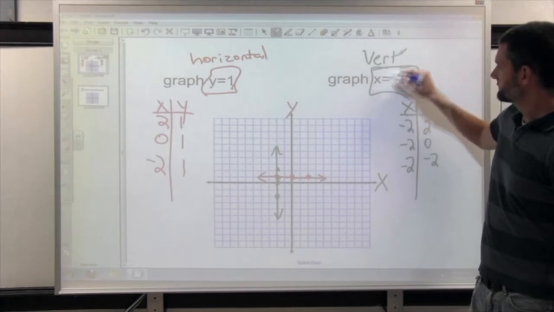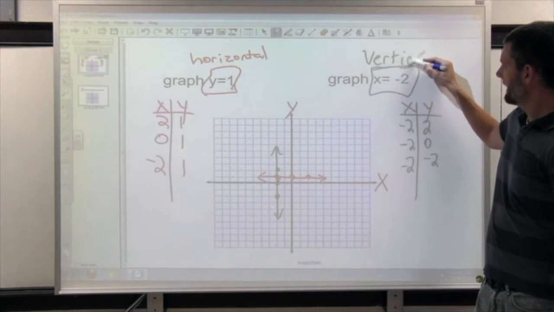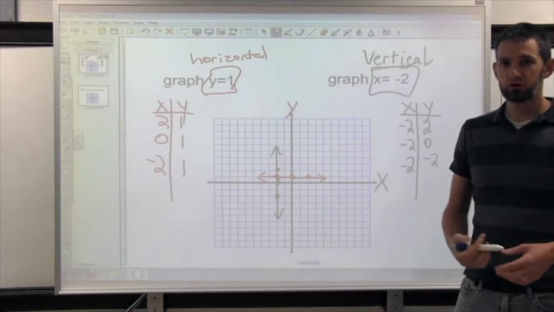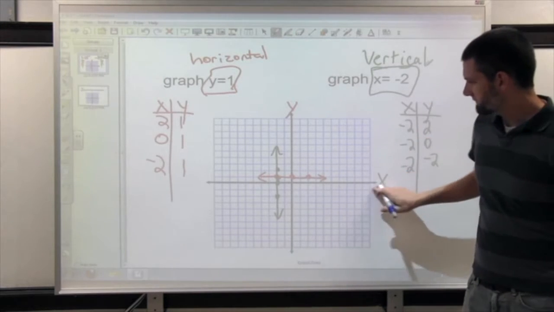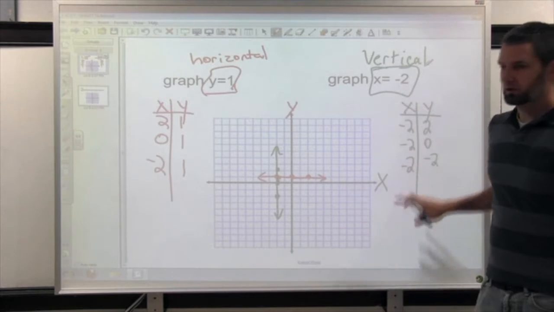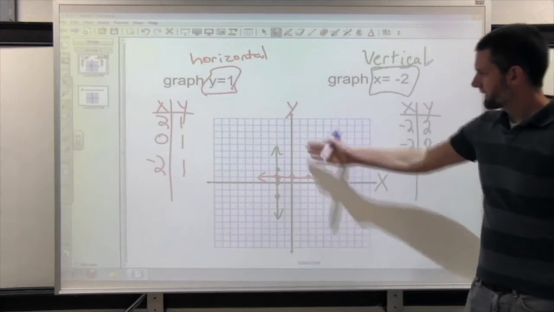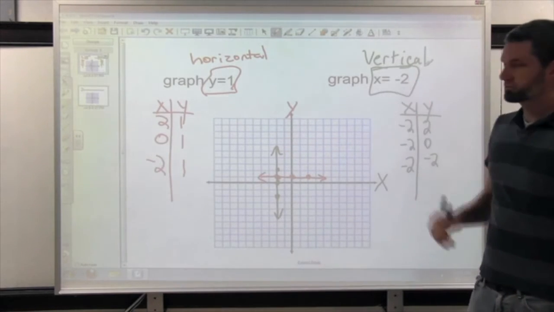Anytime you have an equation that's just x, it's going to be a vertical line, and it's going to cross the x-axis at that number. Again, you can skip the t-table and just make a vertical line through that number.